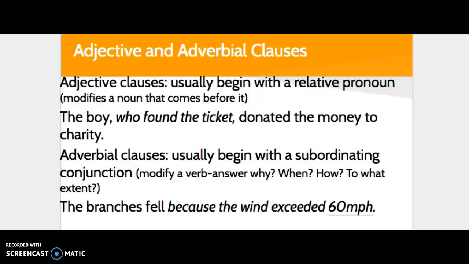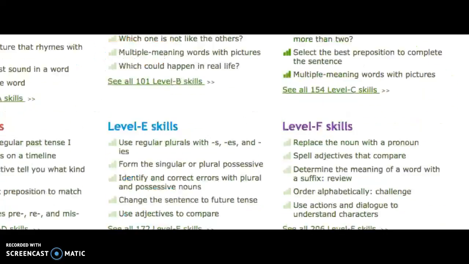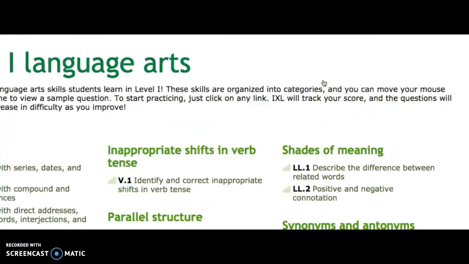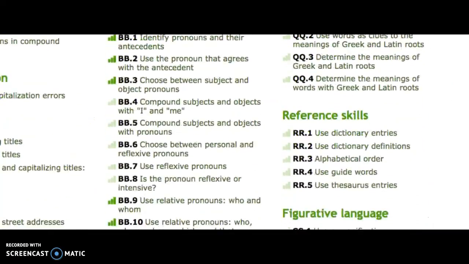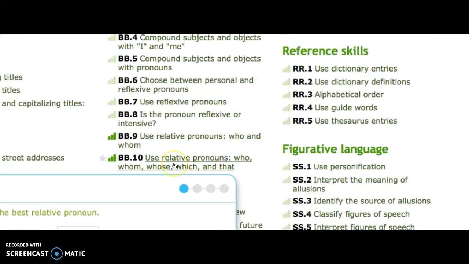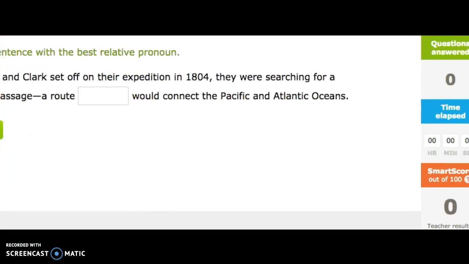So let's go into IXL and just take a minute for me to get to our level. And I'll show you a couple of these as they appear in our lessons. You were asked to identify relative pronouns. Move my screen here.